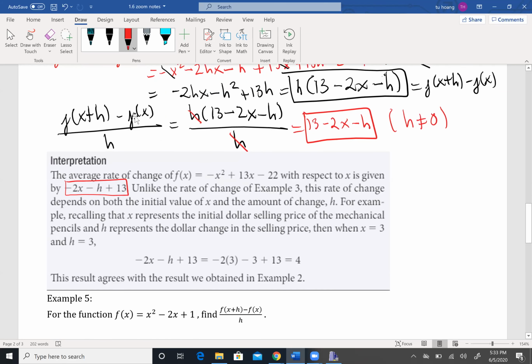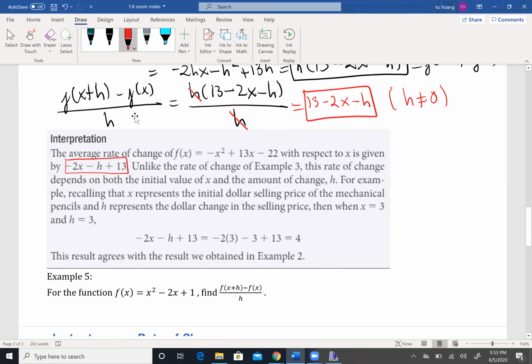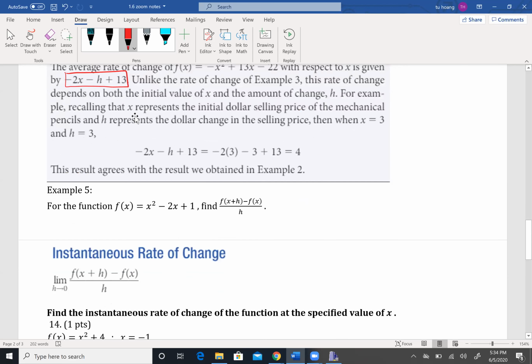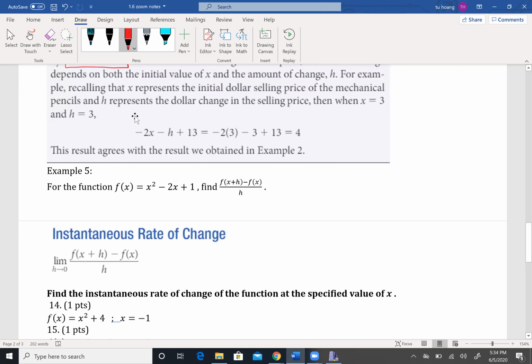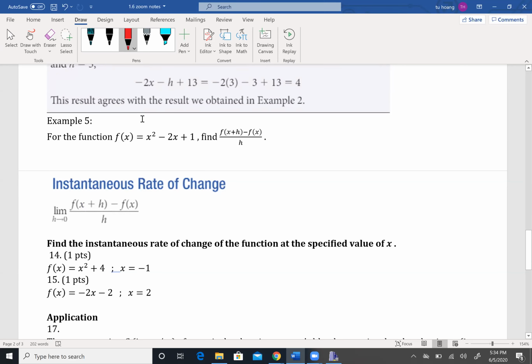So that's done for this example, and let me do one more example, example 5, for you here. You can skip this if you feel like you're okay with that, but if you're still not okay, it is another example for you. So for the function f(x) equal to x squared minus 2x plus 1, I'm going to find [f(x + h) - f(x)] over h.